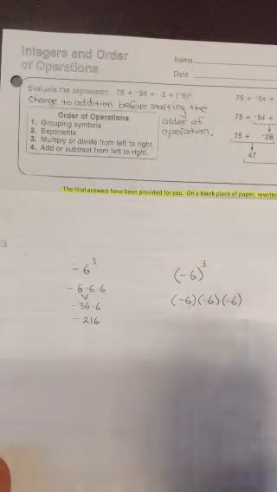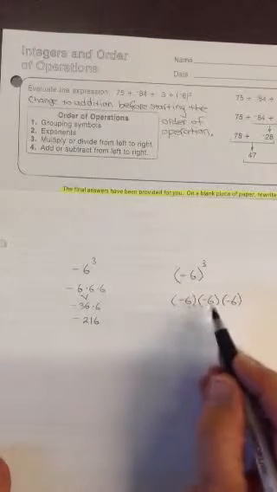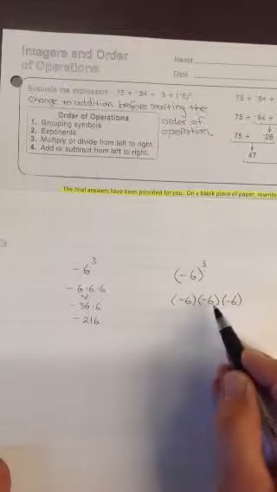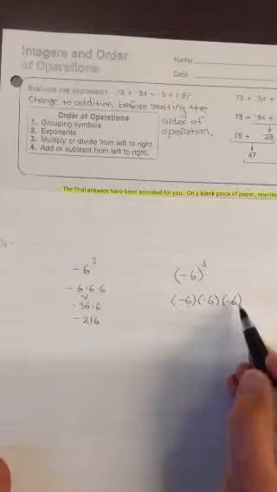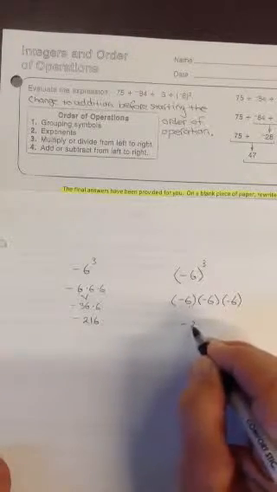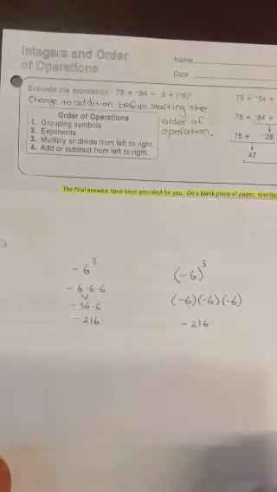In this situation, it comes out negative times a negative is a positive, and then a positive times a negative is going to put it back to being negative. So this would also be a negative.